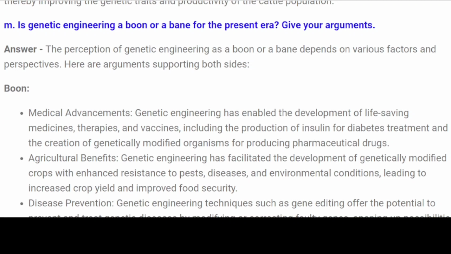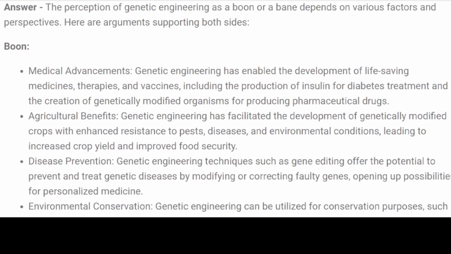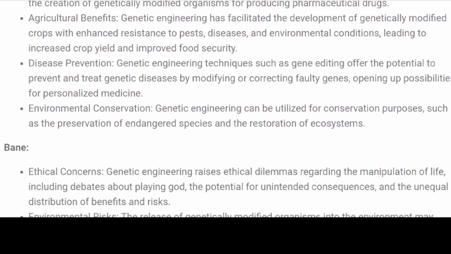Agricultural benefits: genetic engineering has facilitated the development of genetically modified crops with enhanced resistance to pests, diseases, and environmental conditions, leading to increased crop yield and improved food security. Disease prevention: genetic engineering techniques such as gene editing offer the potential to prevent and treat genetic diseases by modifying or correcting faulty genes, opening up possibilities for personalized medicine.